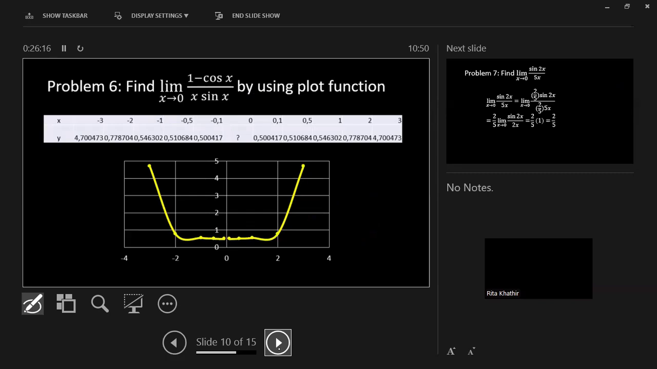Problem 6. Find the limit as x approaches 0 of the function 1 minus cosine of x over x multiplied by sine of x. You can apply the tips I gave you in the first meeting. You can put the values in a table, put in some values for x and calculate the y value, because y is the function of x. Here in this graph we have x, and this one is y, or f, the function of x.